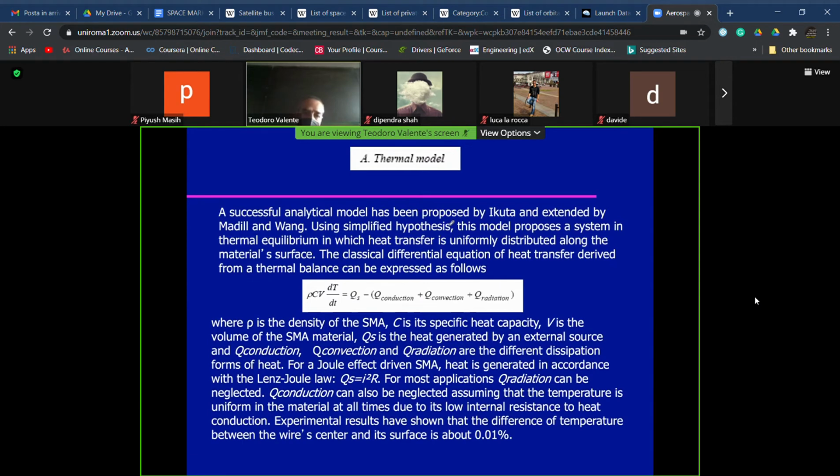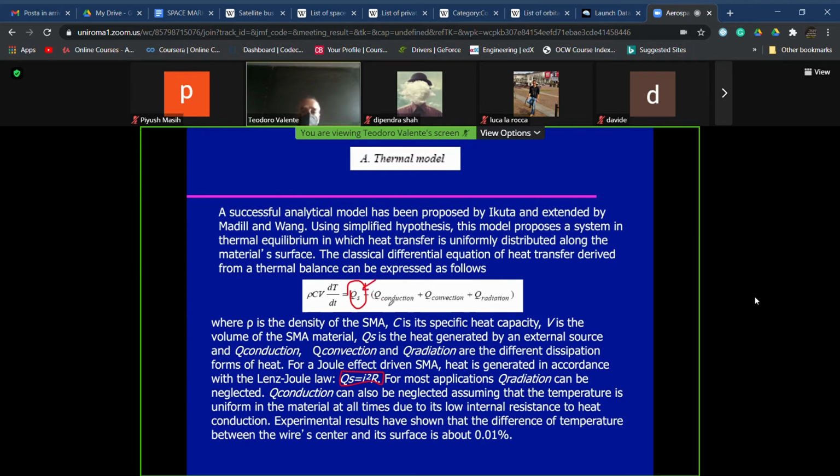Well, if we are going to put our attention on the first term, that is the heat generated by an external source in terms of power, you see here that if we are going to use current intensity, this term is very simple because it's just the Joule effect. So you must multiply the electrical resistance of the wire, in this case, by the square of the current intensity. So I squared multiplied by R. And this is the term Q_S.